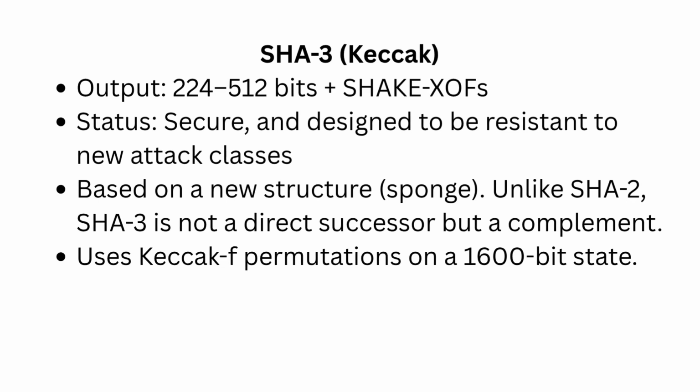SHA-3, Keccak. Output: 224 to 512 bits plus SHAKE XOFs. Status: Secure, and designed to be resistant to new attack classes. Based on a new structure, Sponge. Unlike SHA-2, SHA-3 is not a direct successor but a complement. Uses Keccak-f permutations on a 1600-bit state.